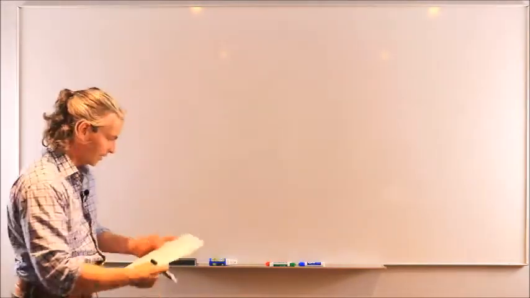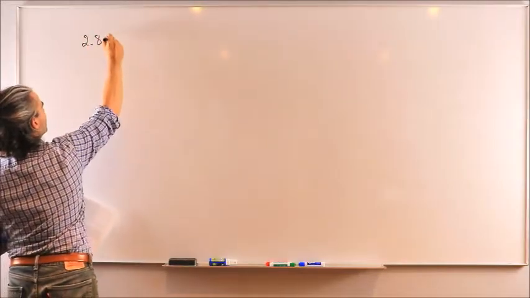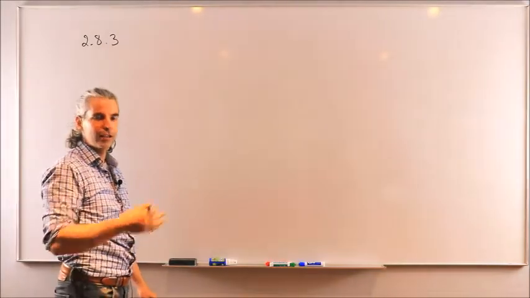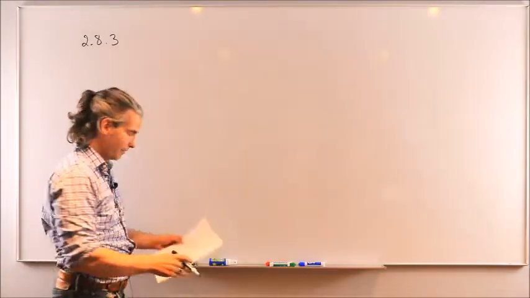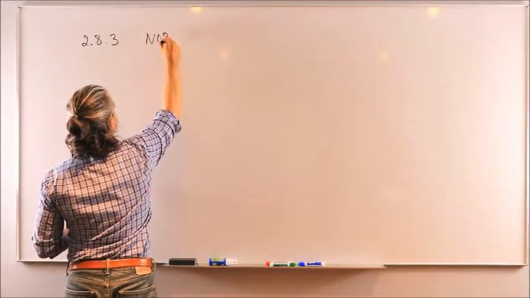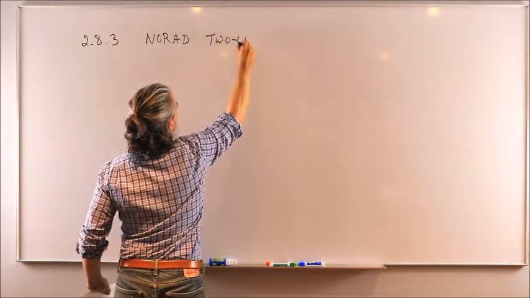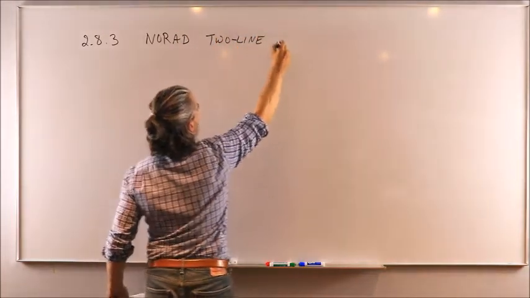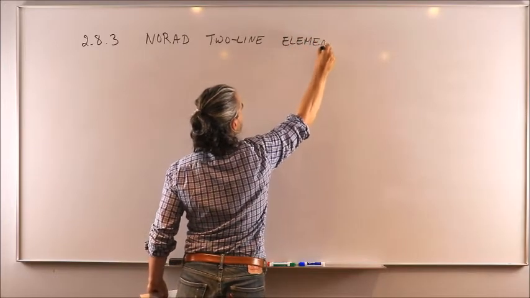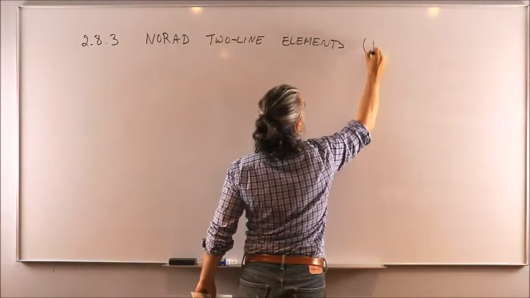So let's dive in. So we're now at section 2.8.3. We are finally over with the orbit determination techniques. Whew, that was a lot. We survived. So let's jump into NORAD two-line elements, or TLEs for short.